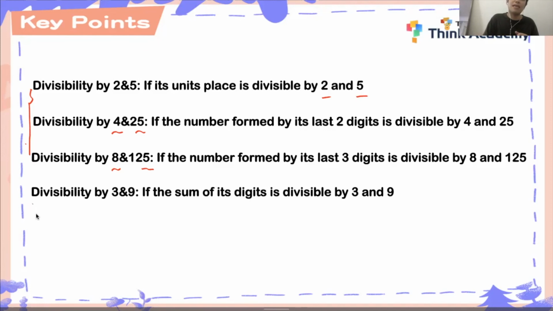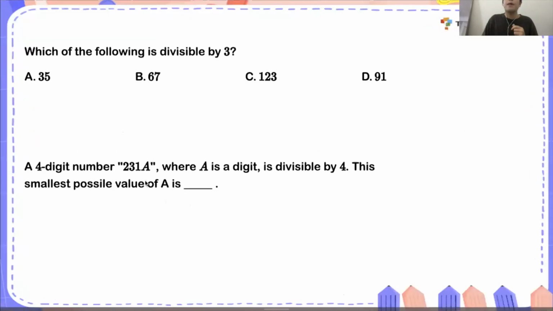And we have another type of divisibility rule, that is, we should focus on the sum of the digits, for 3 and 9, right? If the sum of its digits is divisible by 3 or 9, this whole number should be divisible by 3 or 9. Okay? And which of the following is divisible by 3? Okay, we add the digits together: 8, 13, 6, and 10. Which one is a multiple of 3? Option C, right?